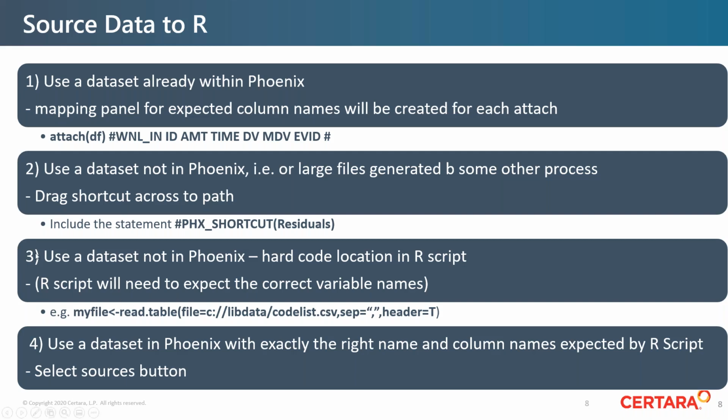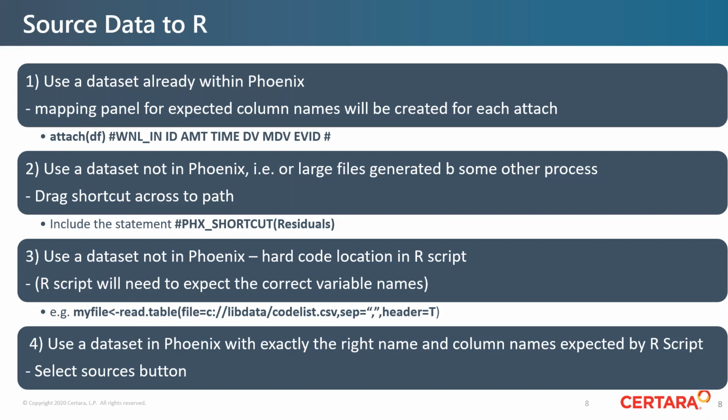The third option would be using a dataset that's not in Phoenix, so that's like option 2, but in this case we've hard coded the location into the R script. So that might be what you do day to day with R generally, and obviously that's very transparent to a normal R user, that you're just reading that data file directly from wherever it's been stored on your network. But if you want to have a more flexible way, I suggest options 1 or 2.